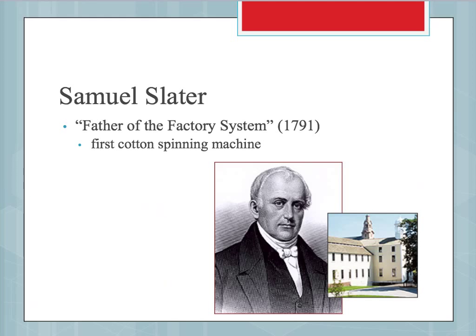So imagine having an entire factory system memorized with blueprints and specifications and all this stuff, having it memorized in your head and coming across and being able to build a factory. And that's what he did. He meets up with a guy in Rhode Island, and they build the first factory, which you can see in the bottom right there.